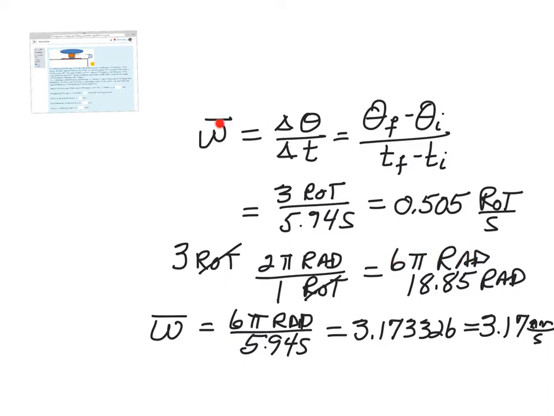Now I'm going to take my equation down here, and I've got my 6 pi radians divided by 5.94. This is the number I get. I'm going to keep this number because I need to use it later when we do calculations. But in the box, you're going to type 3.17 because it rounds down to 7.